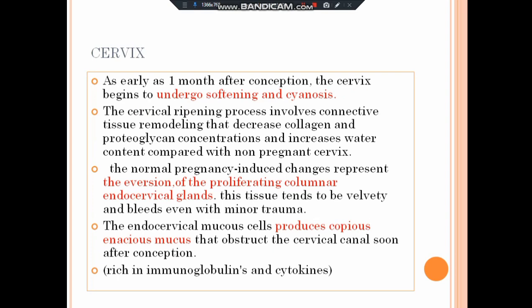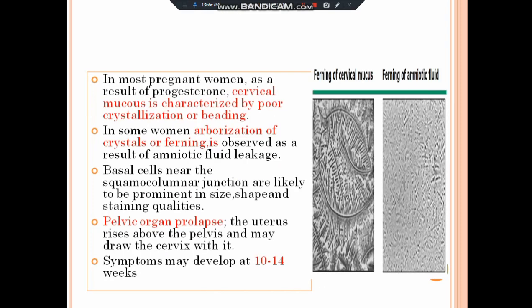Then we have endocervical mucus cells, which produce copious tenacious mucus. This mucus is rich in immunoglobulins as well as cytokines. In most pregnant women, the cervical mucus is characterized by poor crystallization or ferning. But in some women, arborization or crystals of ferning are observed. Why is it observed? Due to leakage of amniotic fluid. In this picture, we can see the ferning of the cervical mucus or ferning of the amniotic fluid.